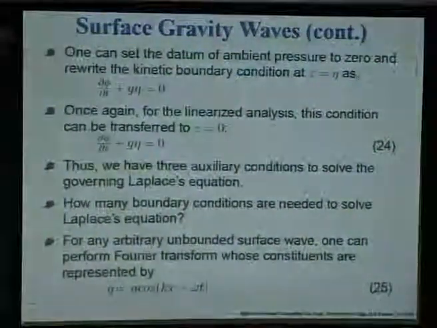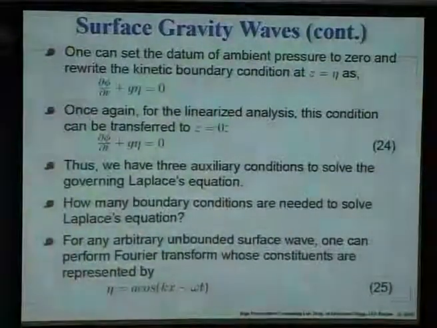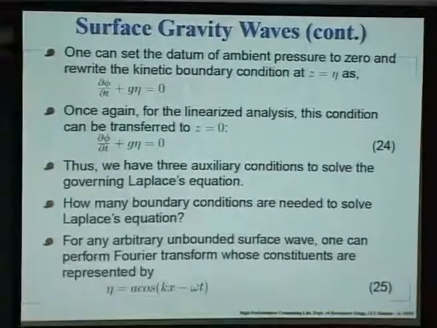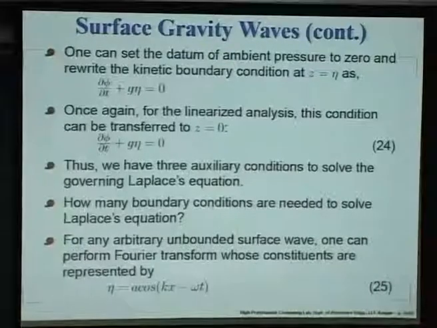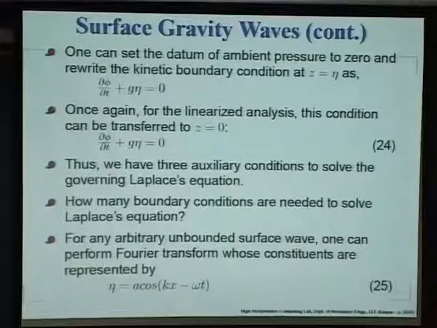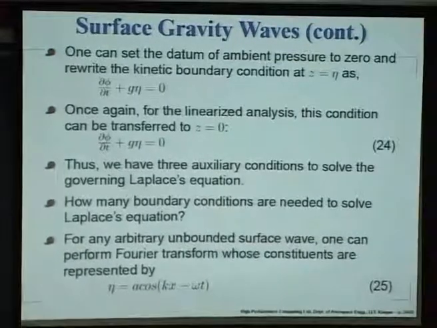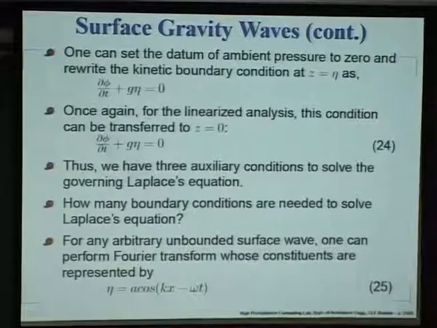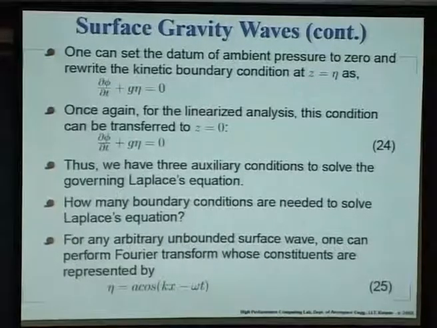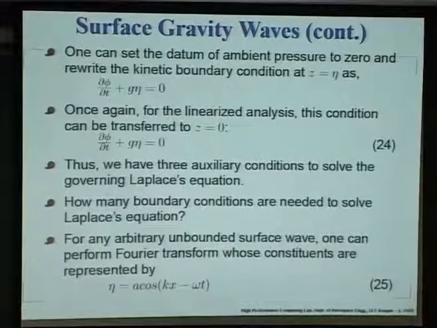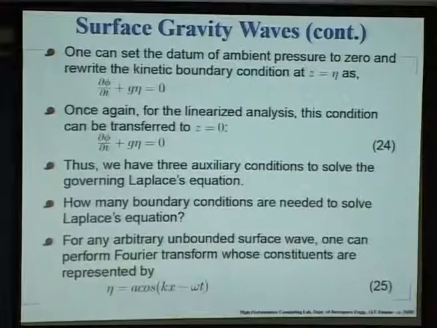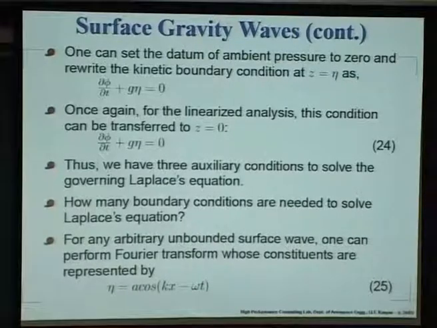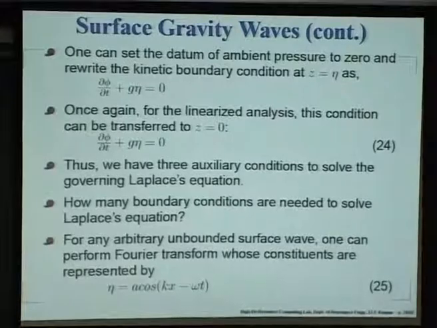Because we are doing linear analysis, we said that we are going to transfer the condition from z equal to eta to z equal to 0. Okay. So, these are the things. Now we have three auxiliary conditions to solve the governing Laplace equation. Well, I already answered this question. You know the answer: we are thinking of solving a problem which is unlimited in the x direction. That is why we are using a trial solution of this kind, a cos of kx minus omega t. So, x can go from minus infinity to plus infinity. We are not restricting there, and a is the amplitude of that surface wave, and eta is that surface interface displacement itself.